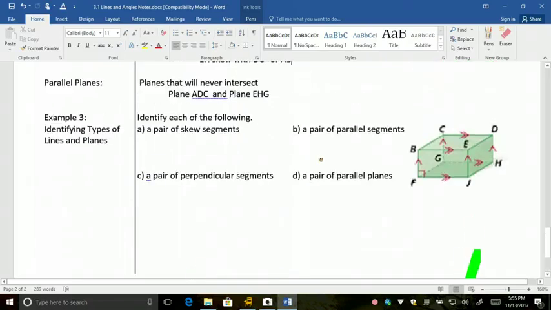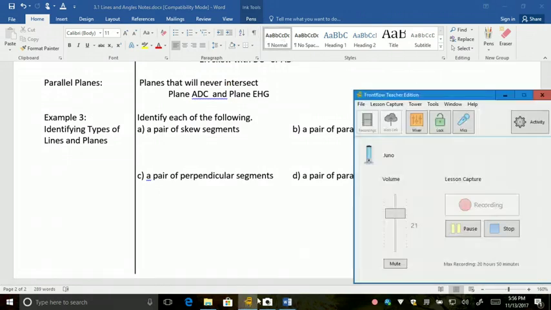Take a moment to try this for this picture. See if you can identify a pair of skew segments, a pair of parallel segments, a pair of perpendicular, and a pair of parallel planes. And I'll go over the answers as quickly as I can in just a second.